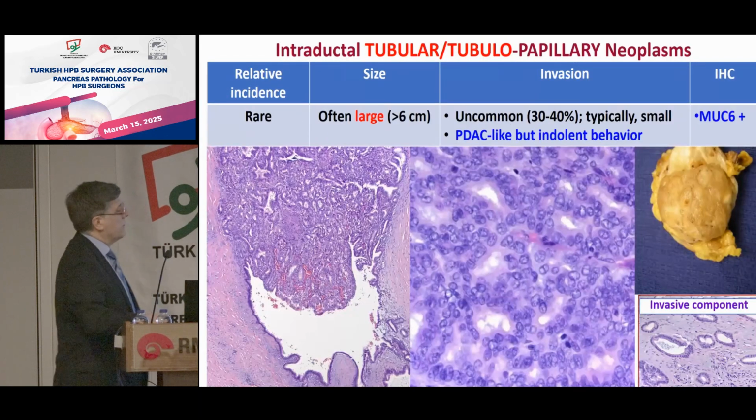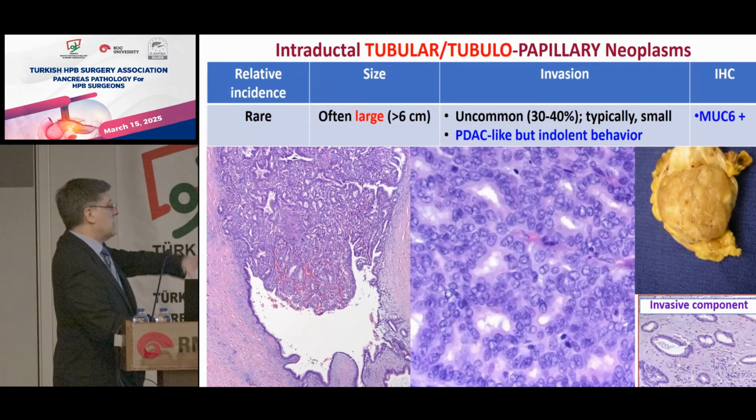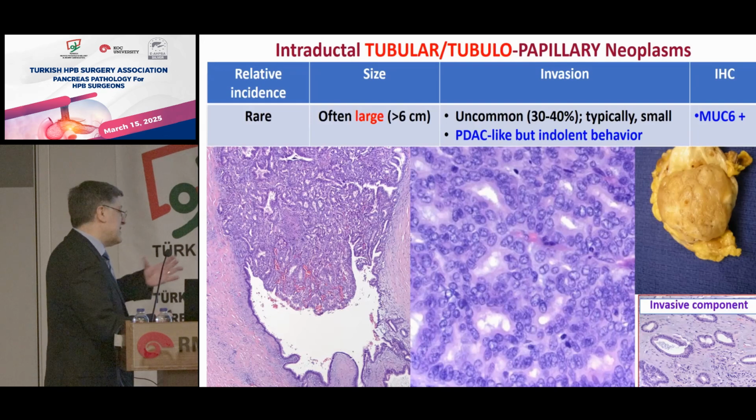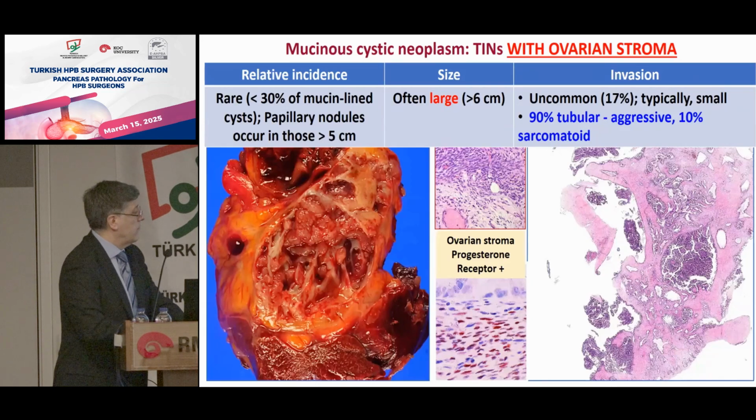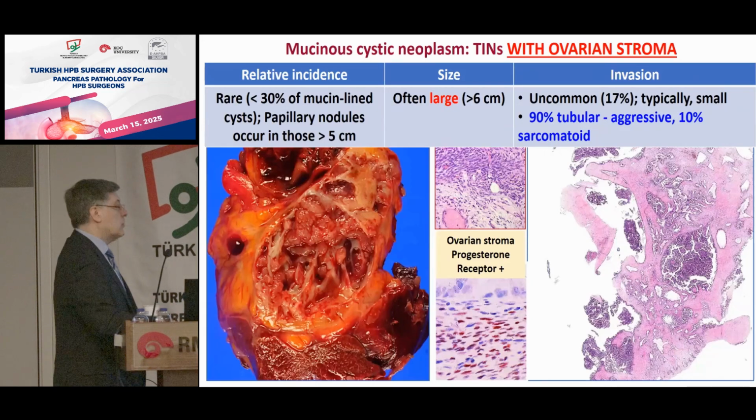Then there's this rare but important new entity called intraductal tubular or tubulopapillary neoplasm. Unlike IPMNs, these are more tubules that are non-mucinous. I don't want to go into the morphologic diagnostic criteria. They grow more as nodules in the ducts rather than more cystic, if you will. And that also needs to be appreciated because its invasion, although it's complex, is usually curable.